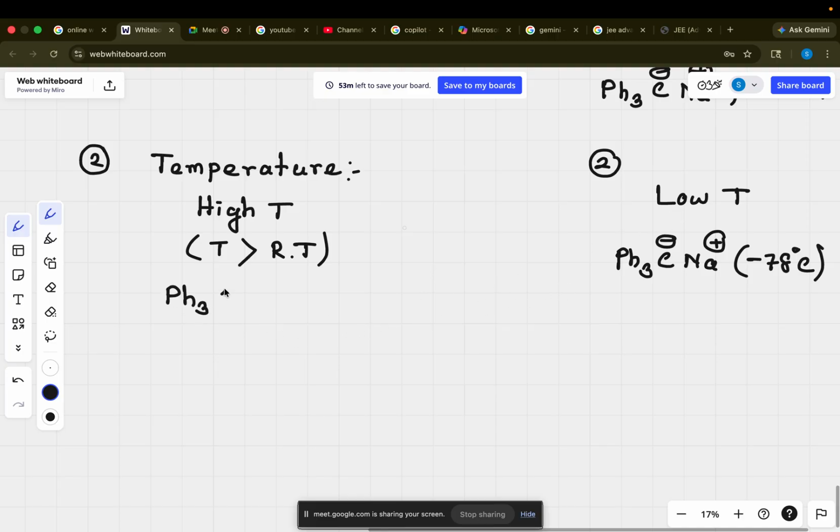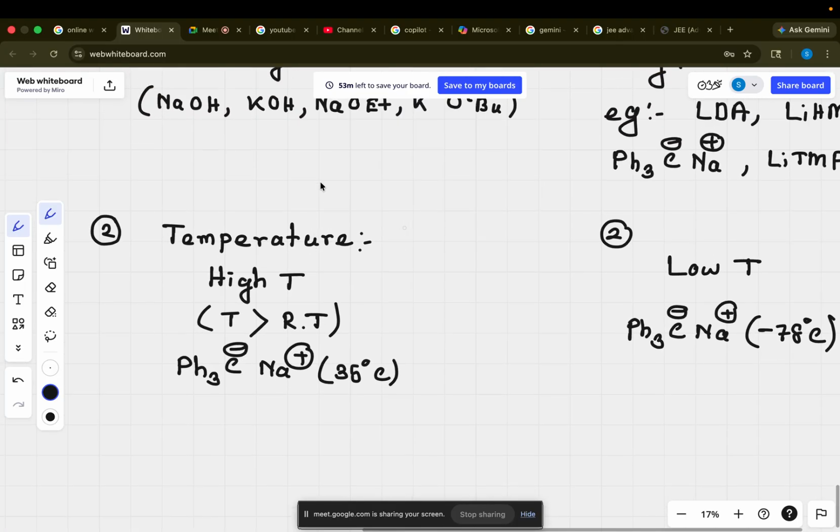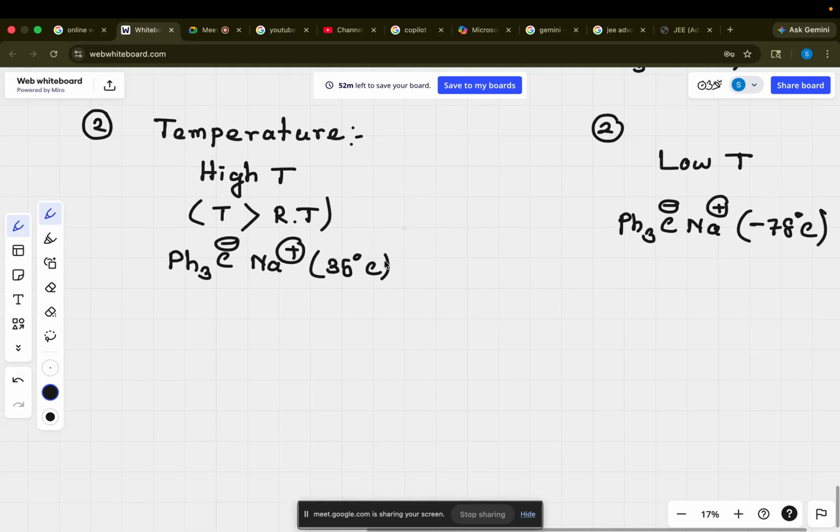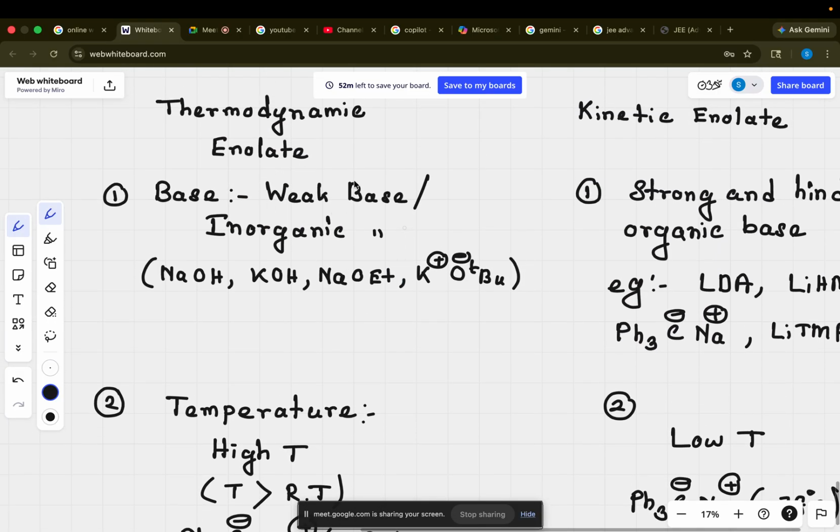But suppose the same base, that bulky base I am using, but the temperature I am changing. Here I am maintaining 35 degree centigrade. So that time it will show you what? Thermodynamic enolate. Because if you increase the temperature, automatically the activation energy will be low, because their kinetic energy will increase, and the collision between the molecules will increase. And that is the reason if you provide higher temperature you will get thermodynamic enolate.